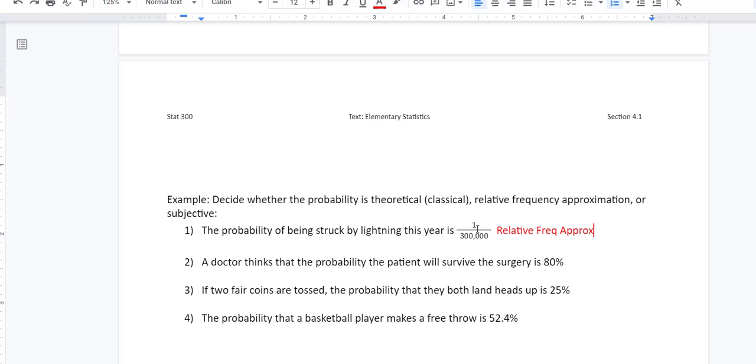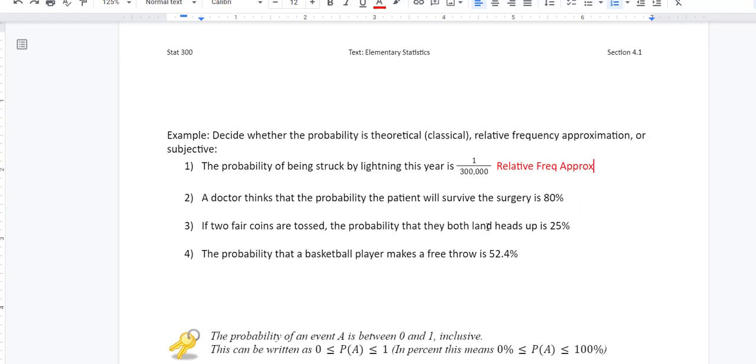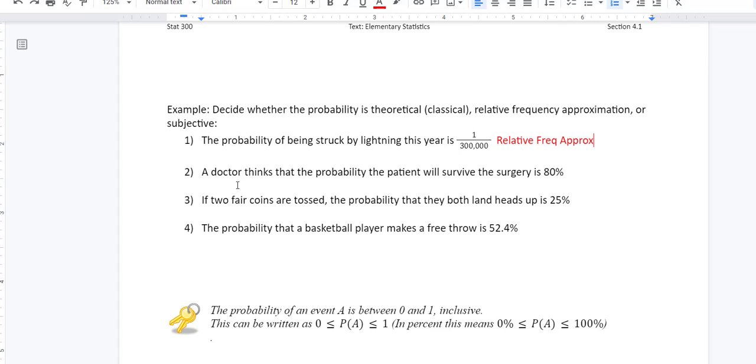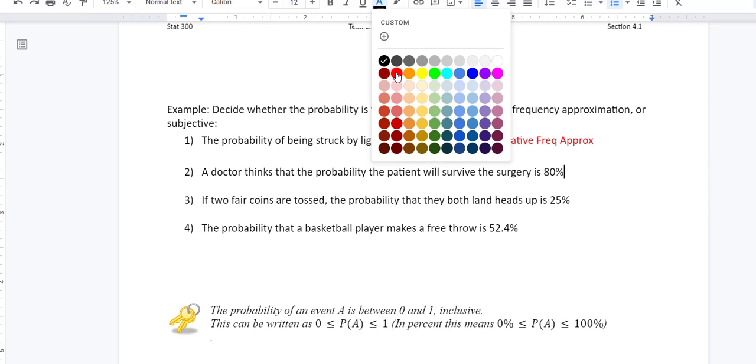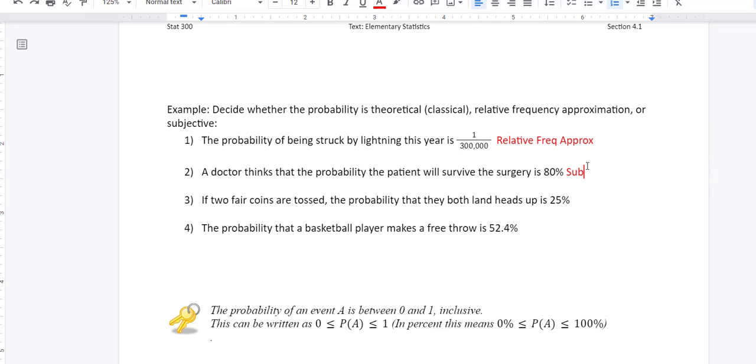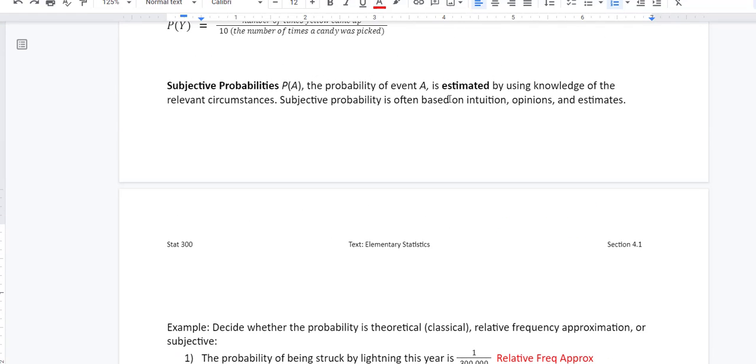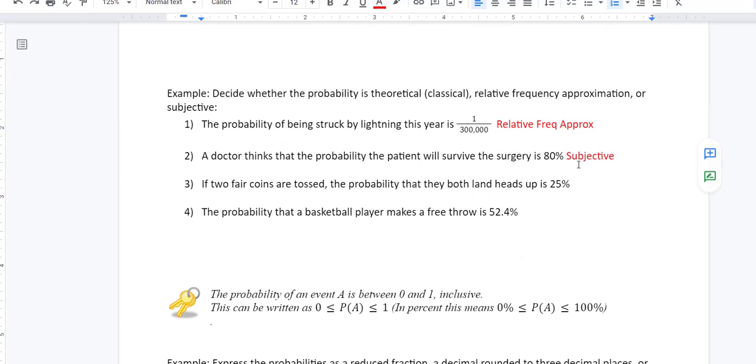Right, the number of ways that event A can occur, being struck by lightning, over the total number of lightning strikes. So those are relative frequency. 2, a doctor thinks that the probability the patient will survive the surgery is 80%. So this one, we will say probably that it is subjective because the doctor is basing it on relevant circumstances or intuition or probably experience. But it is subjective. If 2 fair coins are tossed, the probability that they both land heads up is 25%.